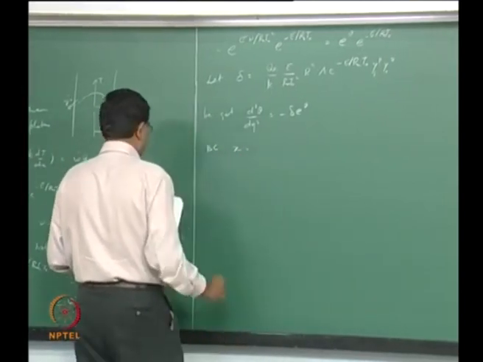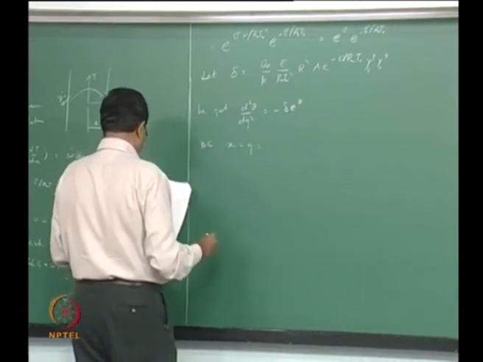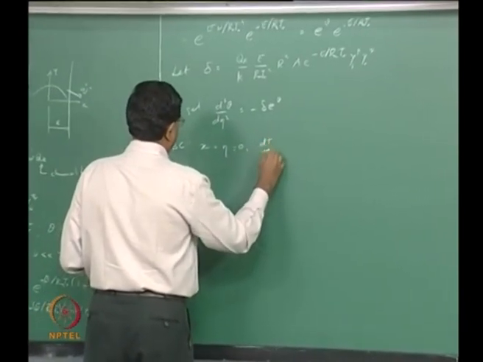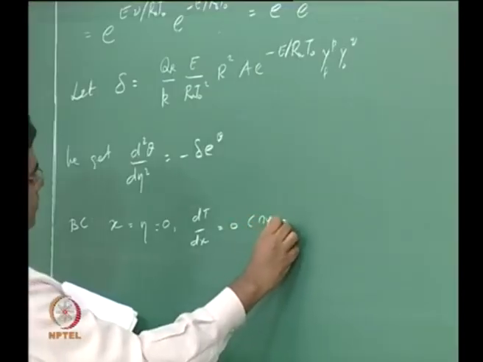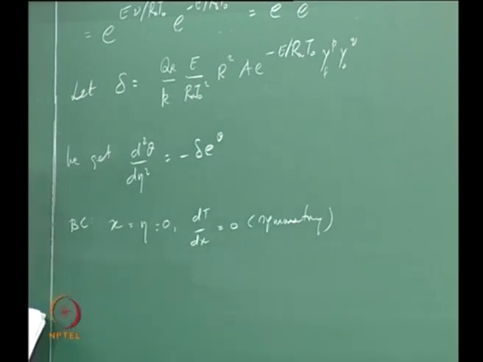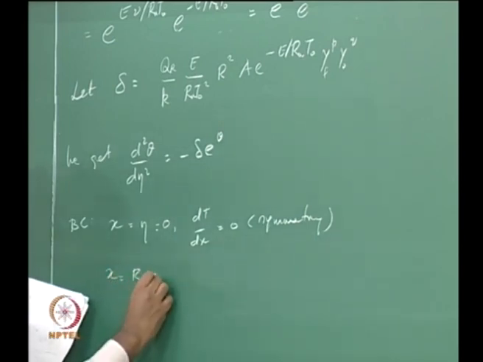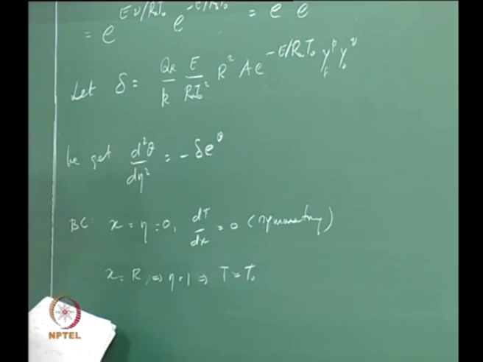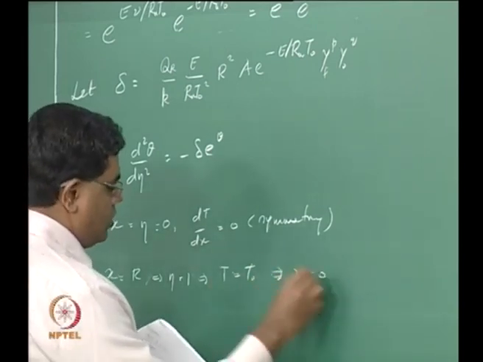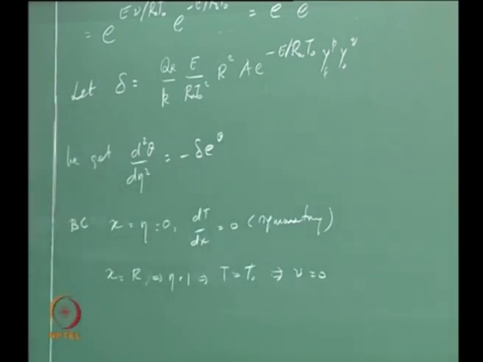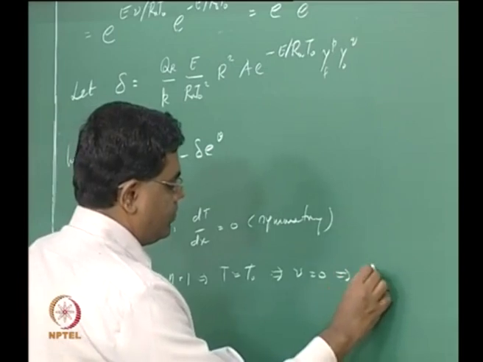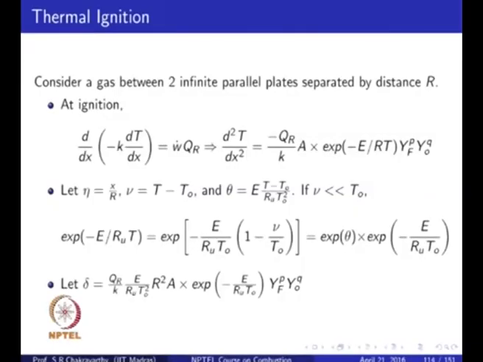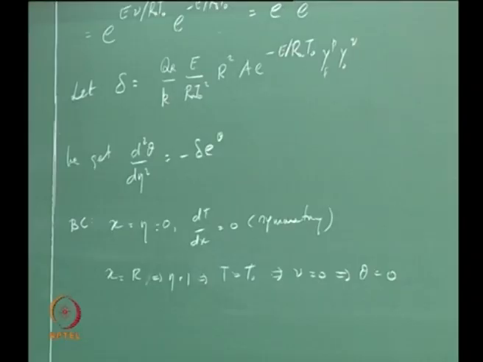So for the boundary conditions, we have x equals 0 in our new coordinates, eta equal to 0. We have to suppose that dT/dx equals 0 by symmetry, and x equals R, which implies eta equals 1. We have to have T equals T naught. If T is equal to T naught, then nu equals 0. If nu is equal to 0, then theta is equal to 0. Right, theta equal to 0.